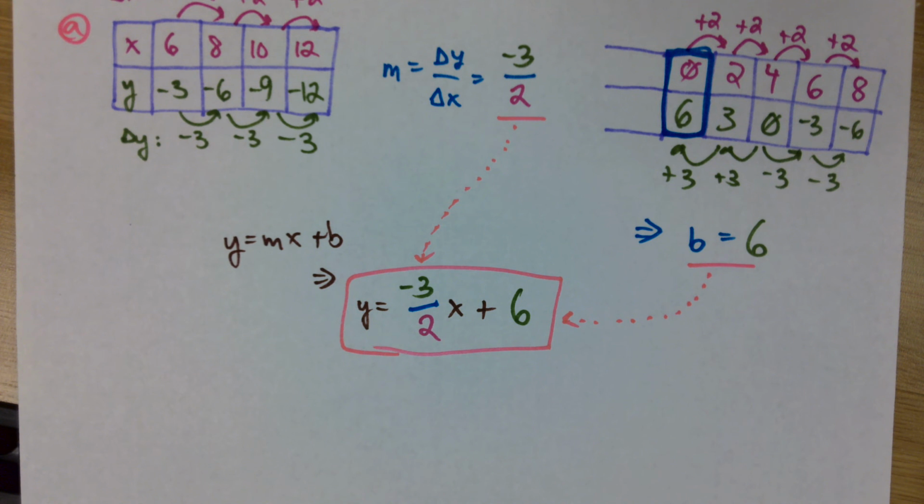So we took our slope, doing the exact same thing as normal, change in y over change in x. We're pros at that by now. And then we just worked the table backwards.